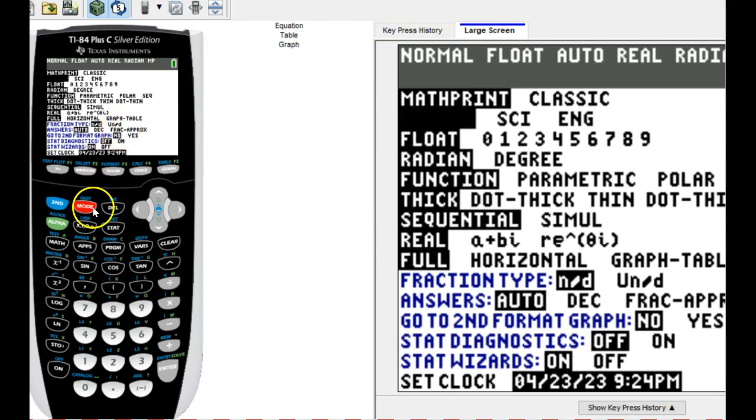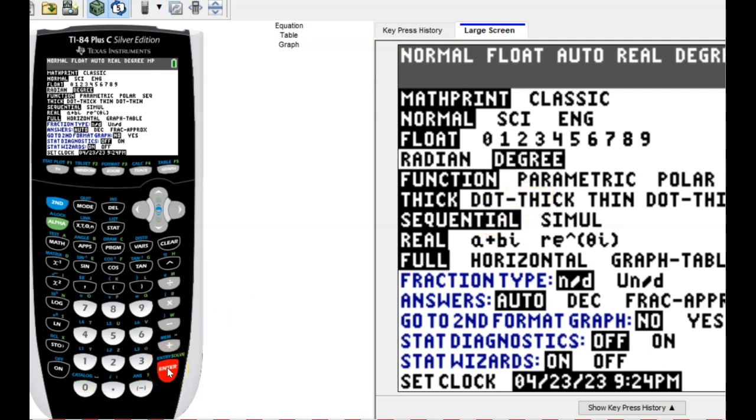So I just hit mode on the scientific calculator, and over here is a larger screen. I'm going to hit my down arrow, and notice that radians is the one that's highlighted. We want it to be in degrees. So we're going to have it flashing on degrees, and then we hit enter, and then we are done.